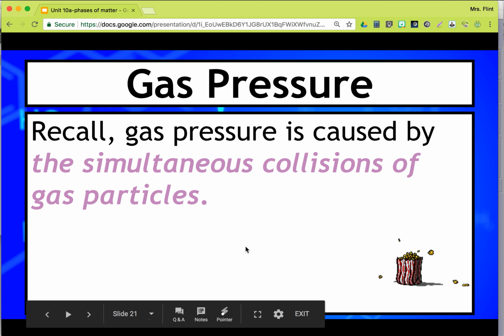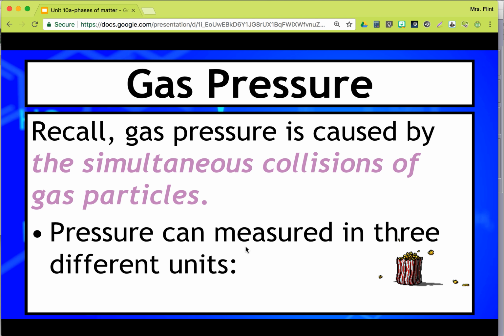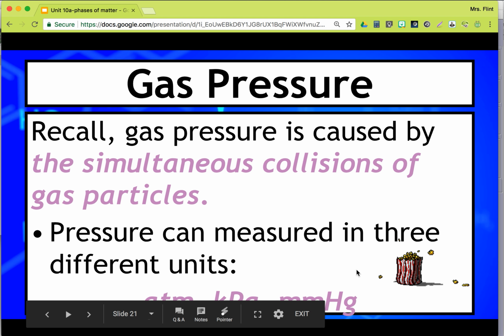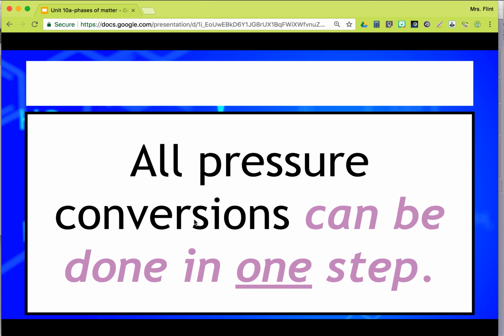Gas pressure is caused by the simultaneous collision of gas particles. And remember that pressure can be measured in 3 different units. That's going to be atmospheres, kilopascals, and millimeters of mercury. All pressure conversions can be done in one step.